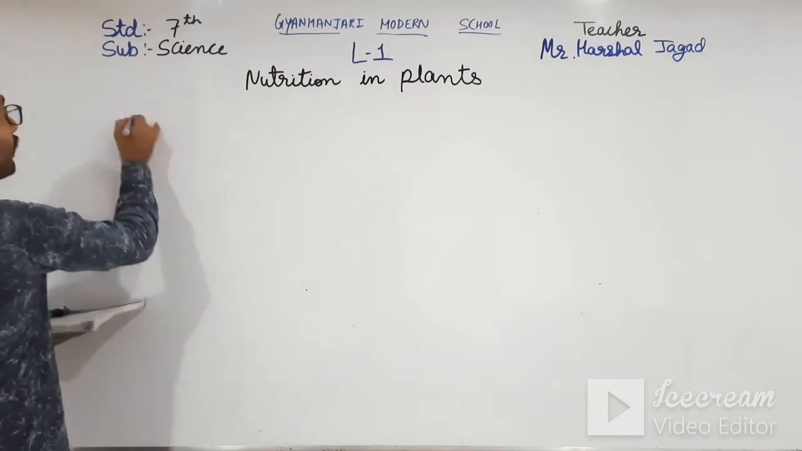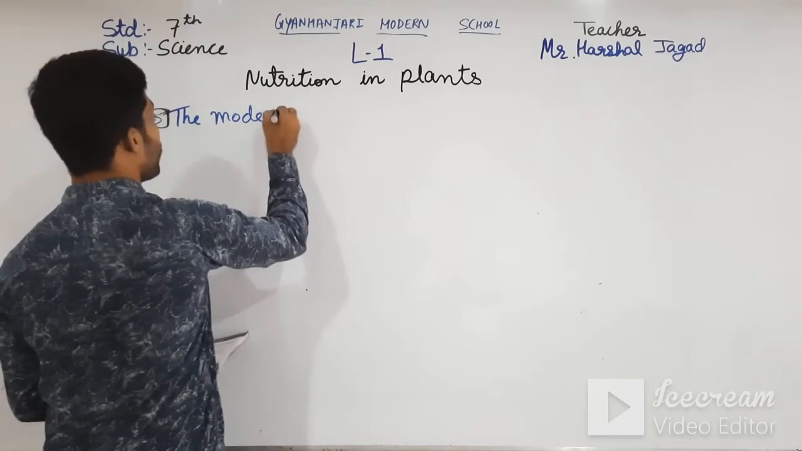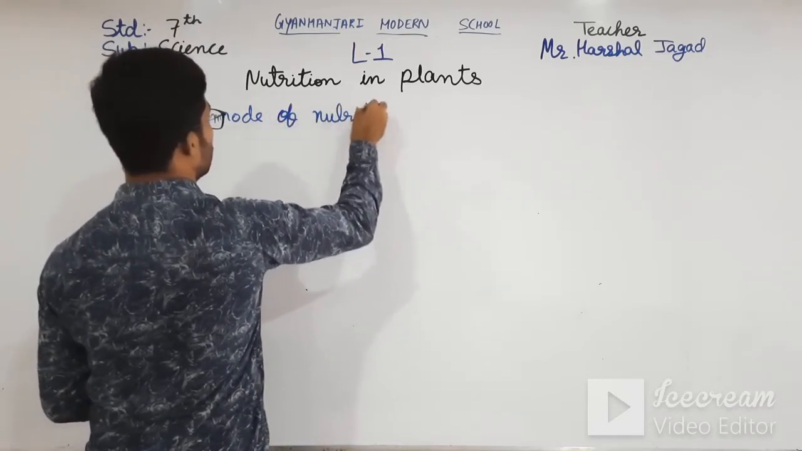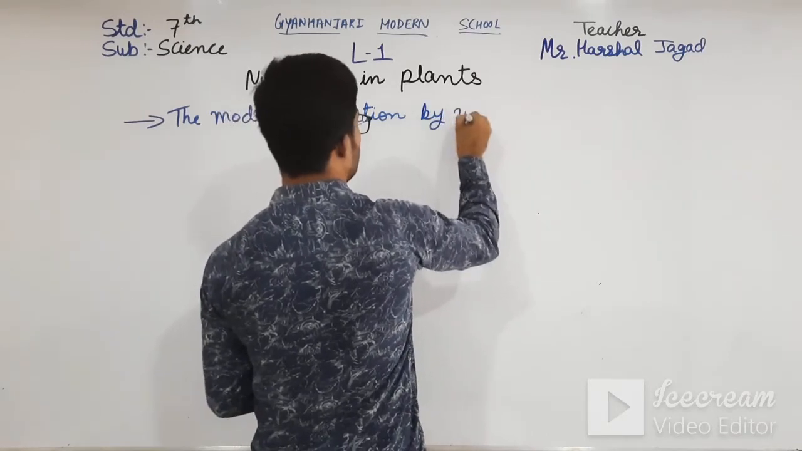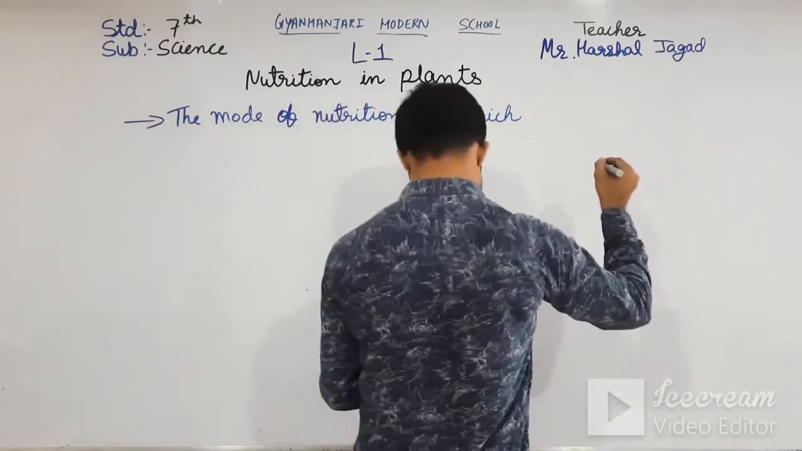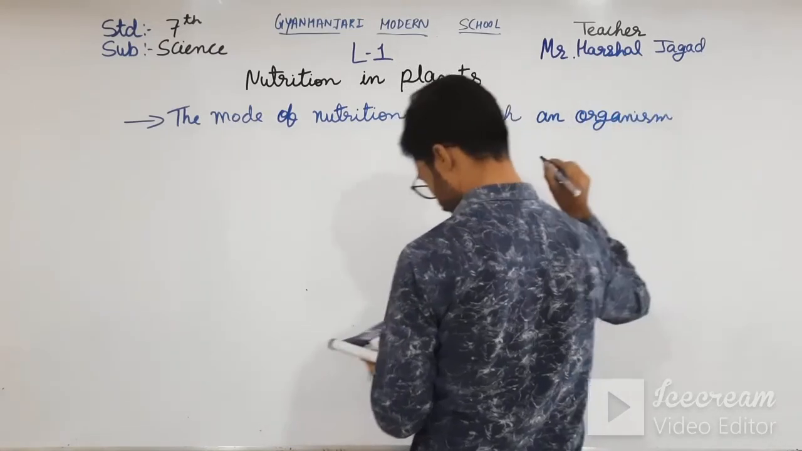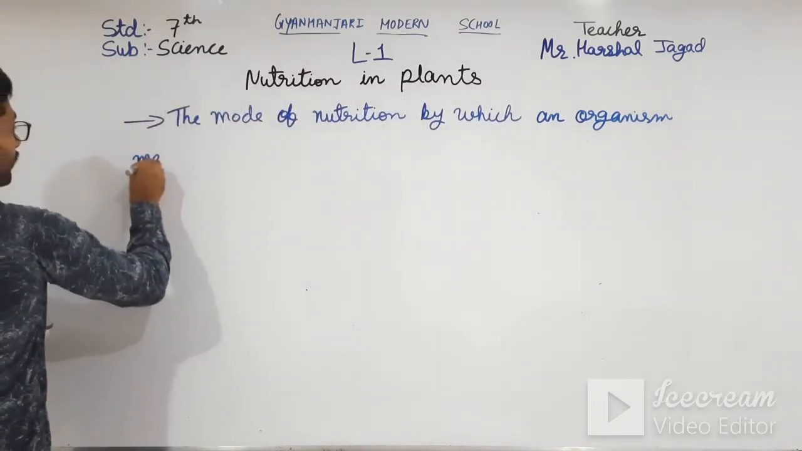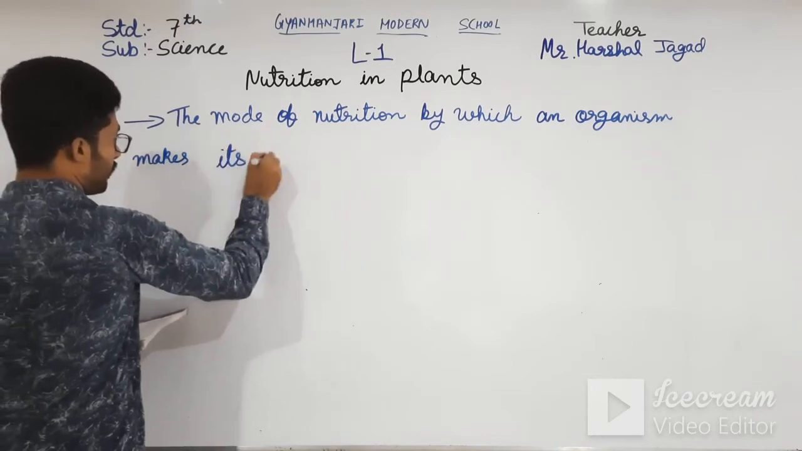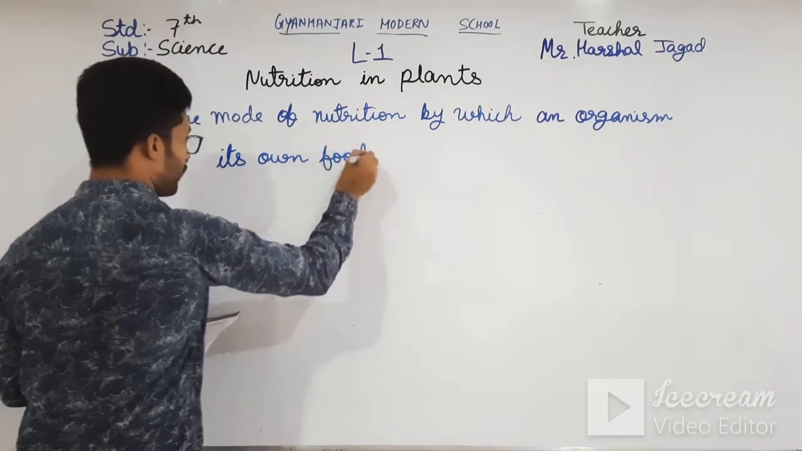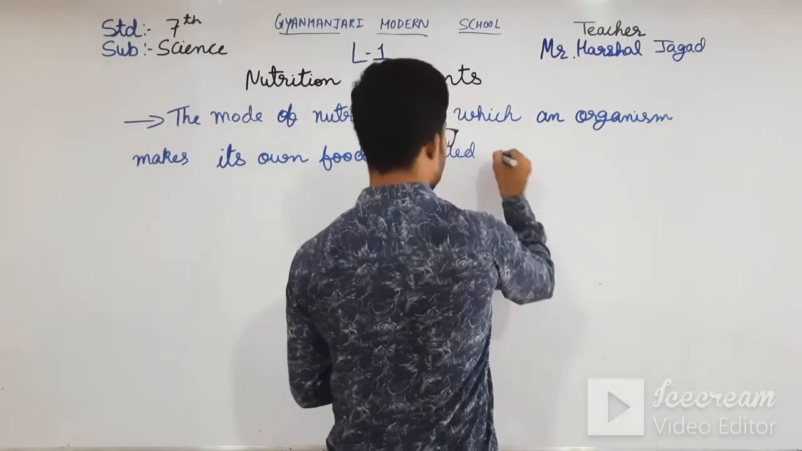Here is the definition. The mode of nutrition by which an organism makes its own food is called autotrophic nutrition.